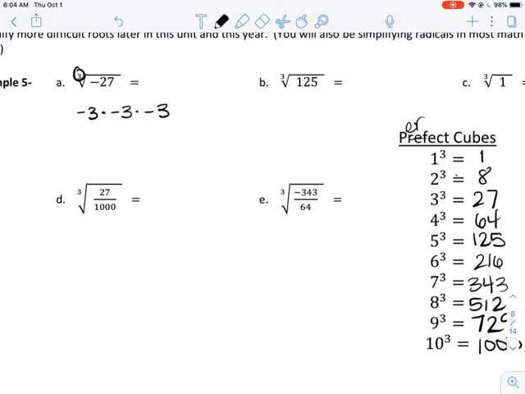So we know a negative times a negative is a positive, and then a positive times a negative is a negative. So this works. We can take the cube root of a negative number. It will be the negative of whatever the positive cube root would be. So because 3 cubed equals 27, negative 3 cubed equals negative 27. So the cube root of negative 27 is negative 3.